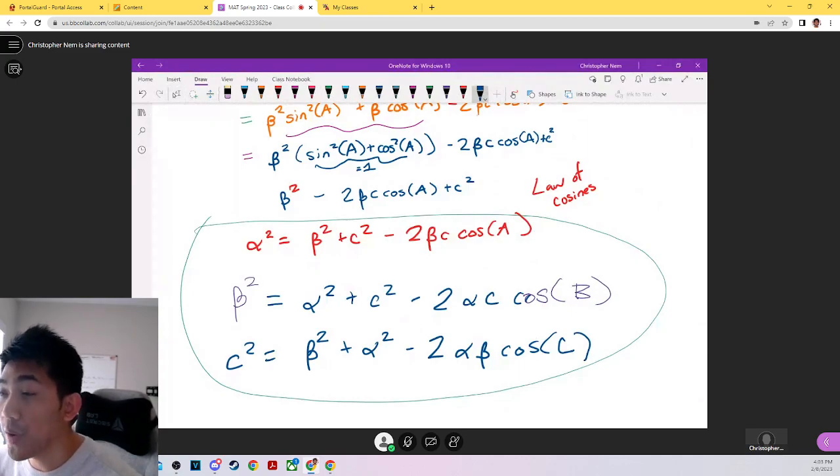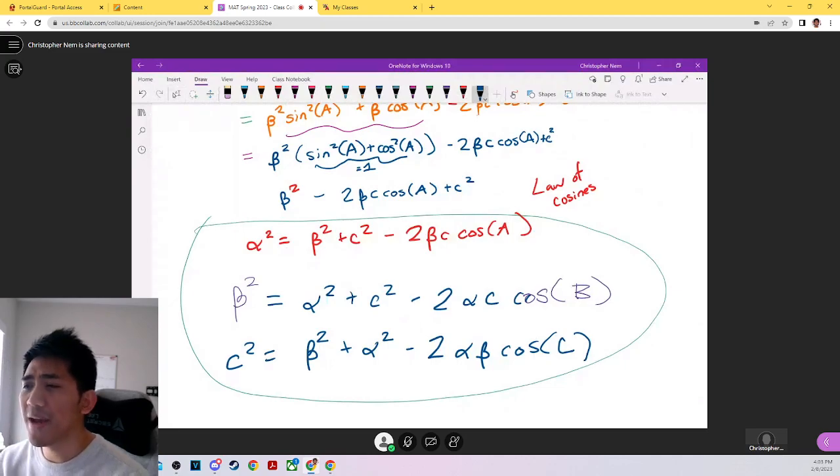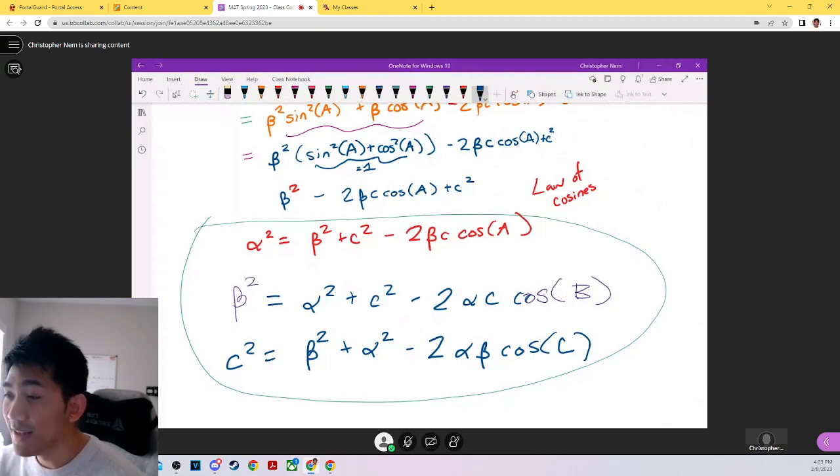Now, the other parts are also easy. Well, I'm just squaring the other side measurements. So if I'm using alpha squared, I'm just having beta squared plus c squared. If I'm using beta squared, I'm just having alpha squared plus c squared. Order does not matter, guys. It's addition at the end of the day. So if I have c squared, it's beta squared plus alpha squared.